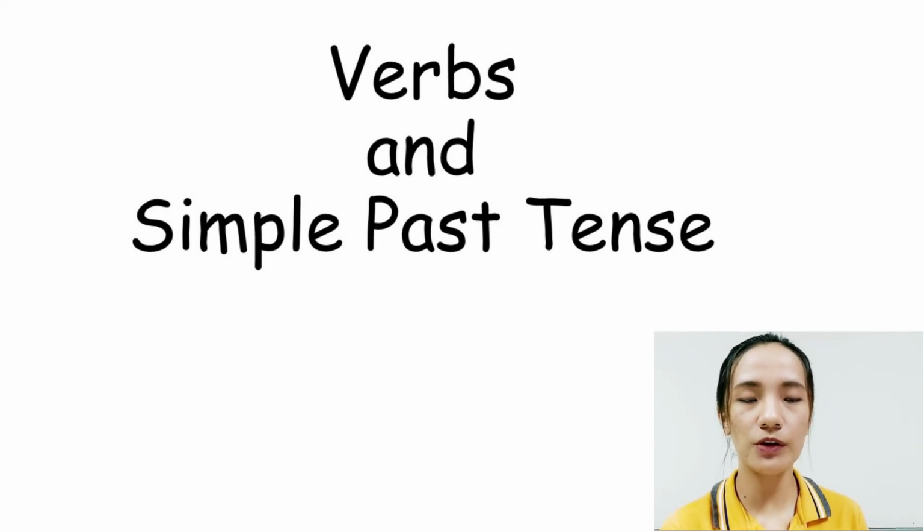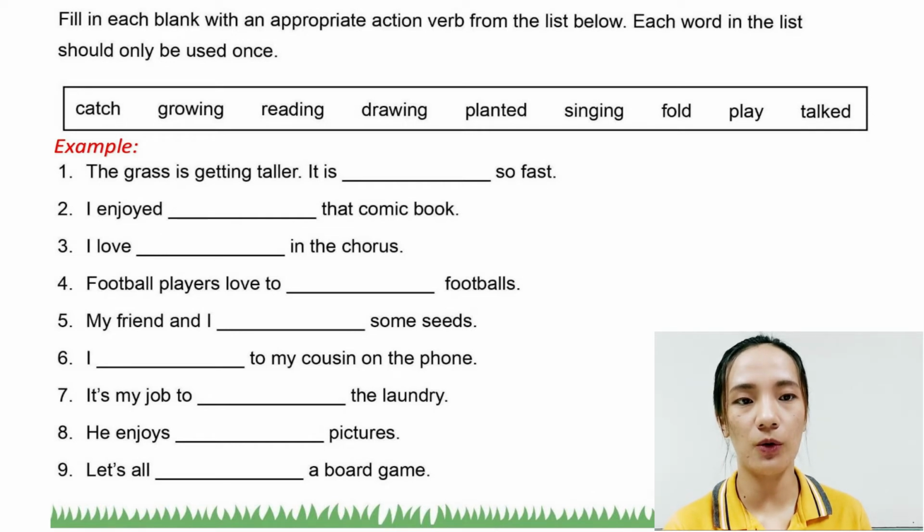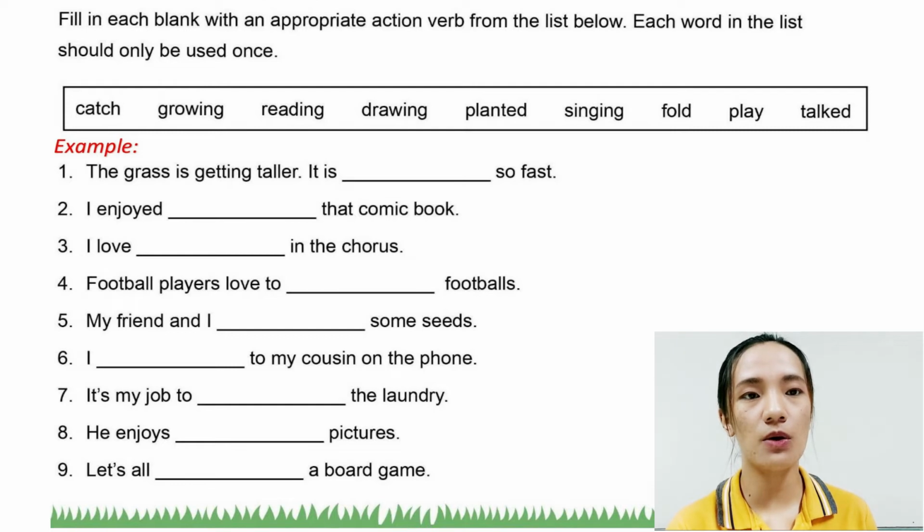Now, let's move on to your activity. Part 1 of your activity, instruction. Fill in each blank with an appropriate action verb from the list below. Each word in the list should only be used once. So before we start, let's read the words here in the box first.